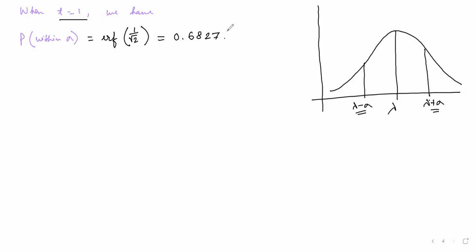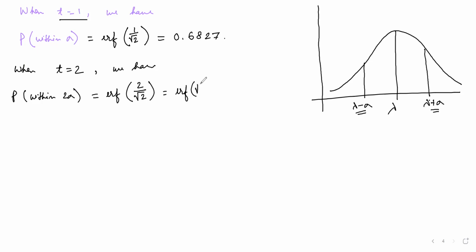Now if I take t equal to 2, we have p within 2 sigma. This is the error function of 2 divided by root 2, so this will be the error function of root 2. When we check the value from the integration table, this turns out to be 0.9545. So if we take the limits between lambda minus twice sigma and lambda plus twice sigma, the area under the curve is approximately 95%. So 2 sigma corresponds to 95%.